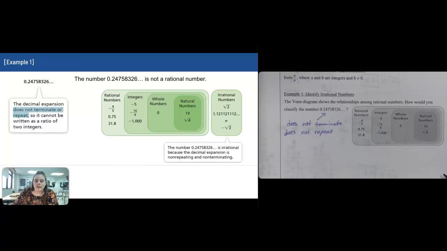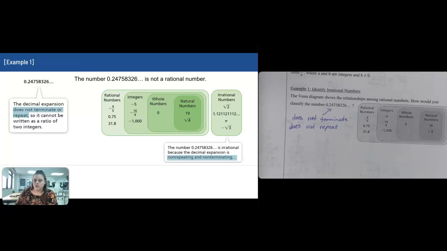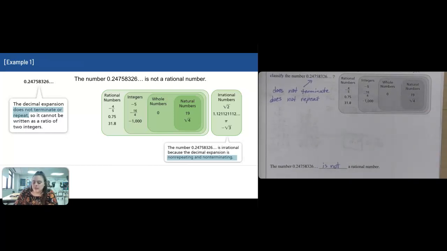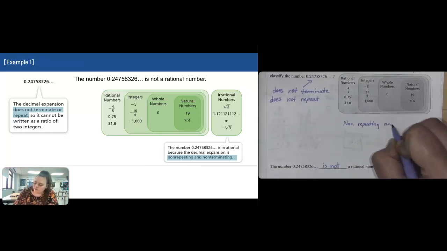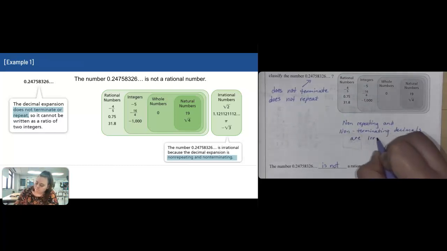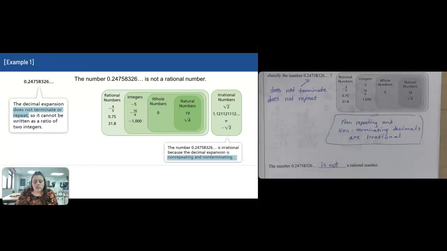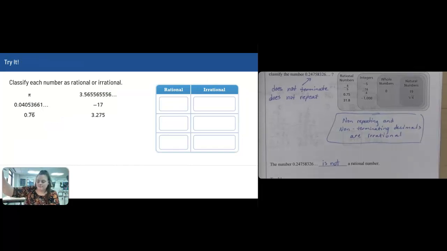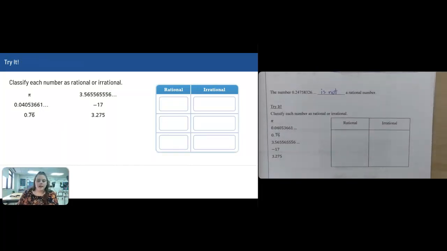We want to keep in mind that non-repeating, non-terminating decimals will always be irrational numbers. So this number is not a rational number, and we want to keep in mind that non-repeating and non-terminating decimals are always irrational. Try it. Here is a list of numbers for you to classify as either rational or irrational.